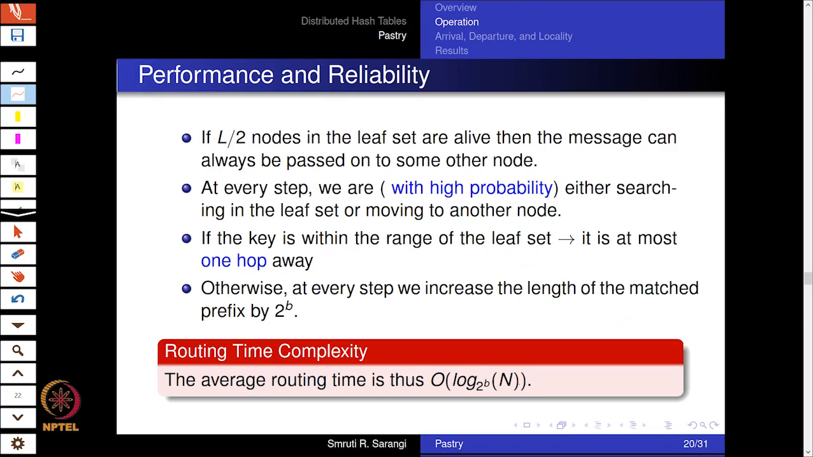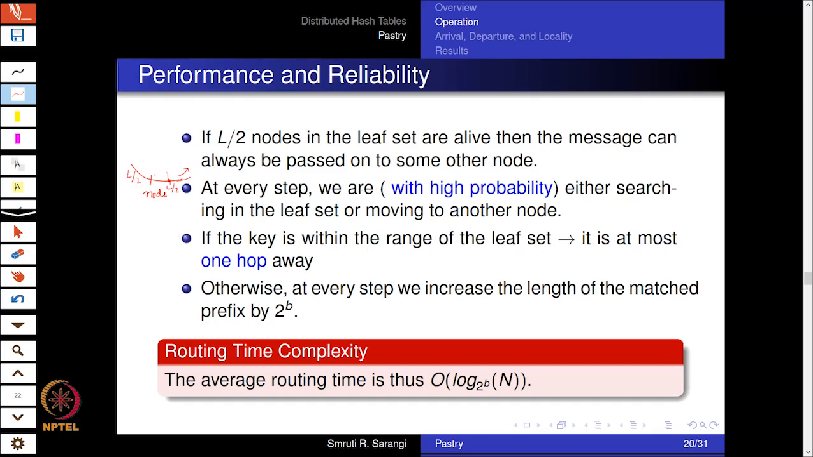So, the performance and reliability. Well, if L by 2 nodes in a leaf set are alive, then look, if this is the current node, we have L by 2 nodes of the leaf set on either side. If one among them is alive, then at least the message can be passed on to that node, and this is guaranteed to be closer if you are traversing in this direction. Again, for that node, if one among its L by 2 nodes on either side is alive, then we can pass on the message to that. So we always have forward progress. Essentially, what this protocol is trying to say is that as long as at least one of the L by 2 nodes on either side is alive, we are guaranteed to reach the destination.